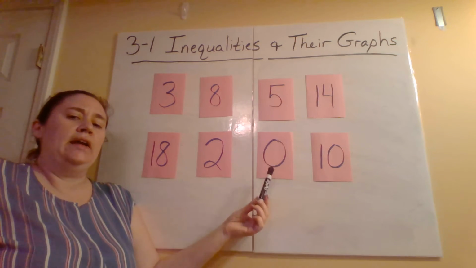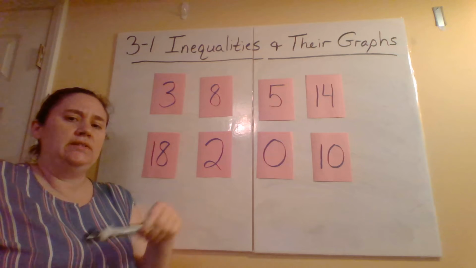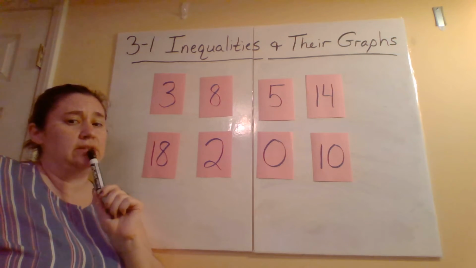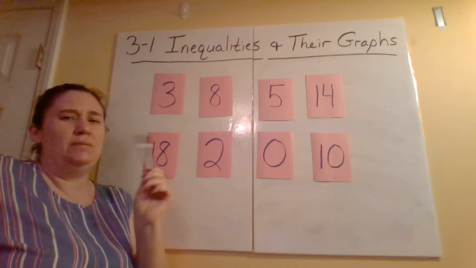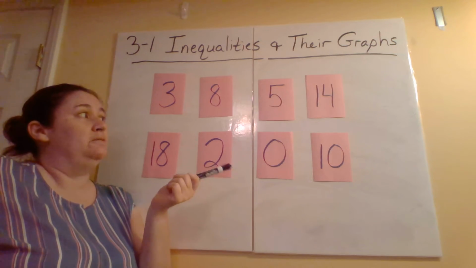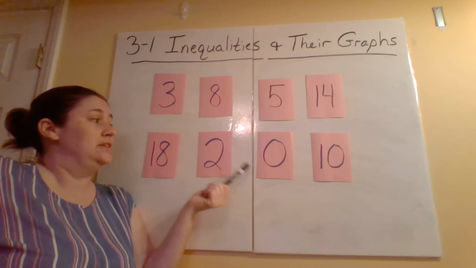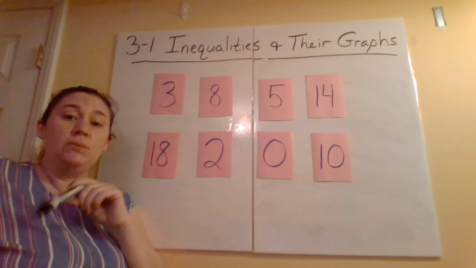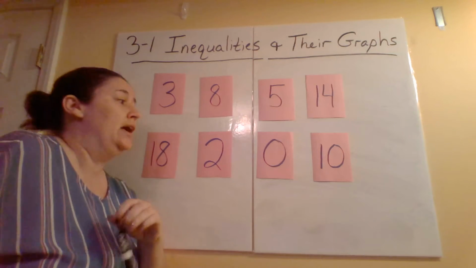You know what would have made this activity a little bit easier? It would be if I had had these numbers in order from smallest to biggest. Don't you think so? I mean, this wasn't hard, but it would have been even easier if these numbers were in order from smallest to largest. And guess what? That is what a number line is for.